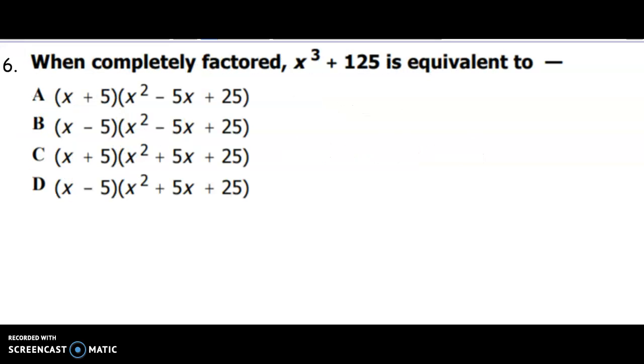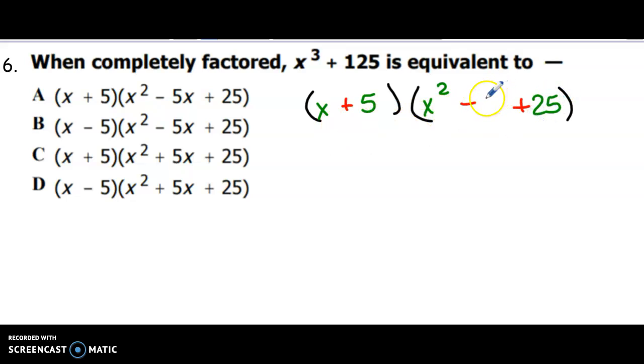For number 6, two terms, they both look like perfect cubes, so I'm going to factor into two parentheses. One will be a binomial, one will be a trinomial. So, same sign as the original, opposite, and then always positive. I take the cube root of x cubed, the cube root of 125. I square this term, I square this term, and then I multiply these two together.